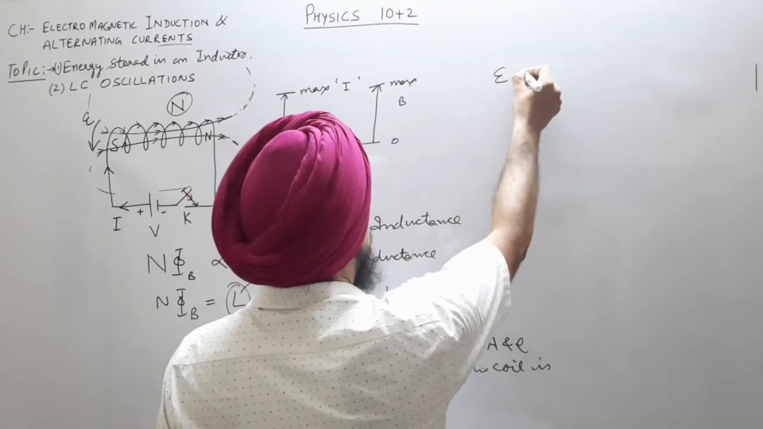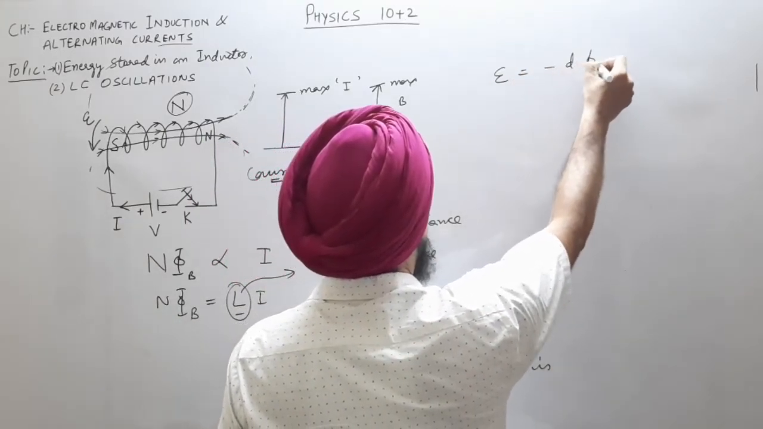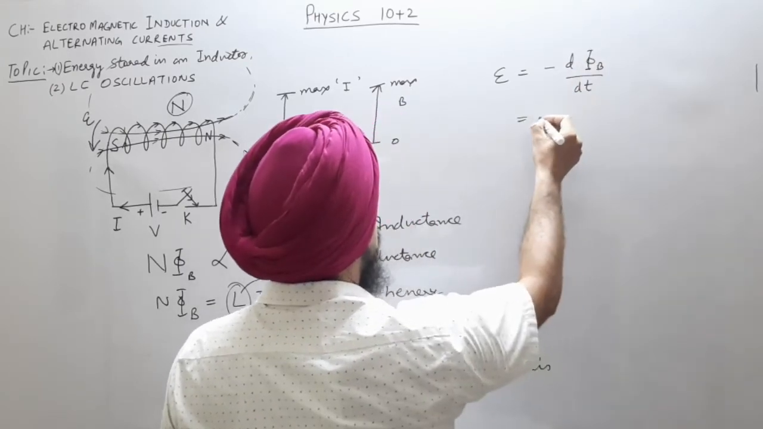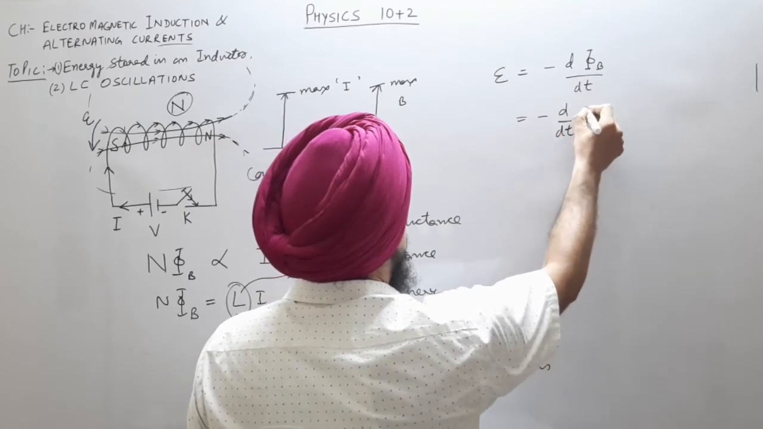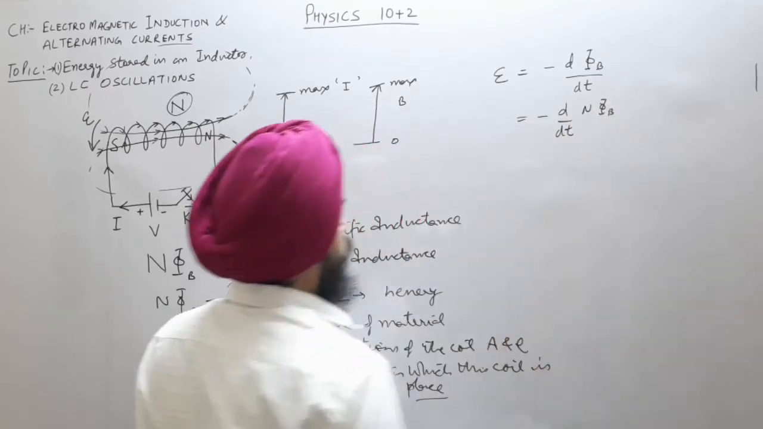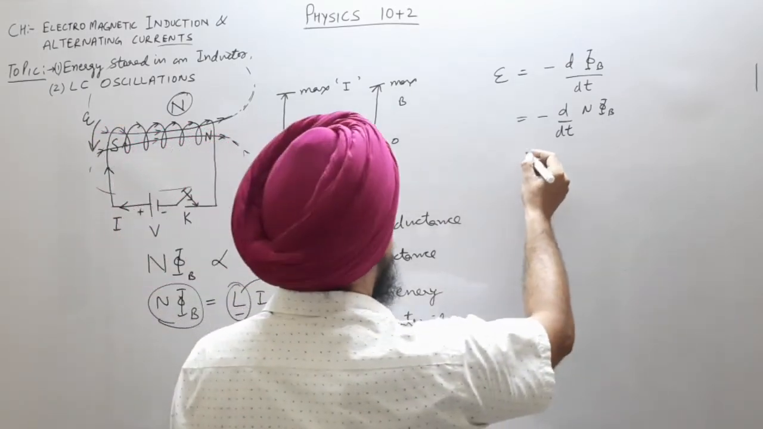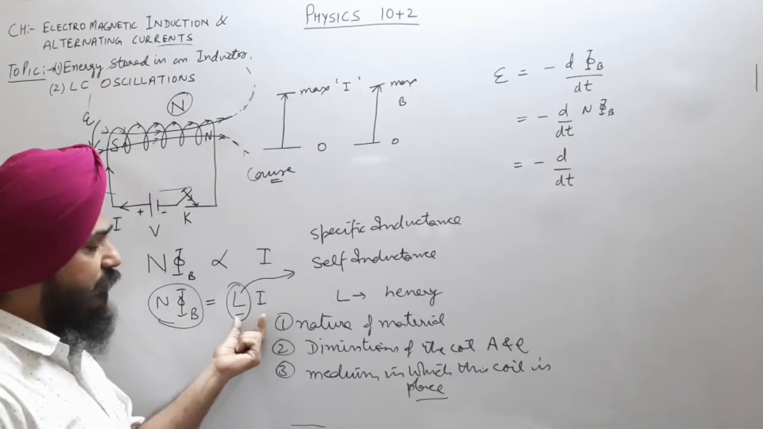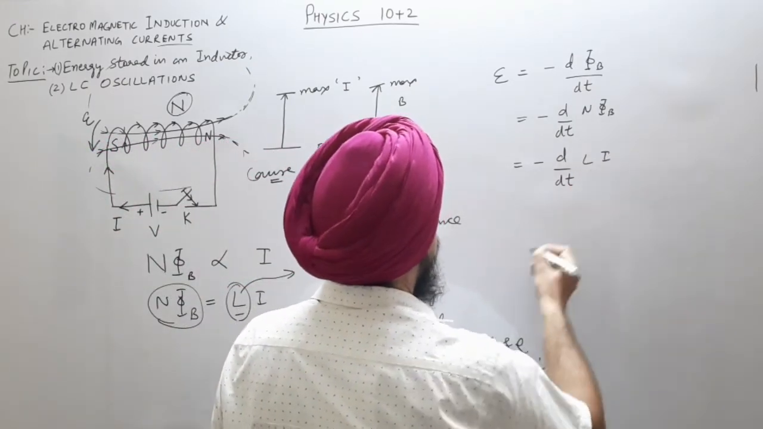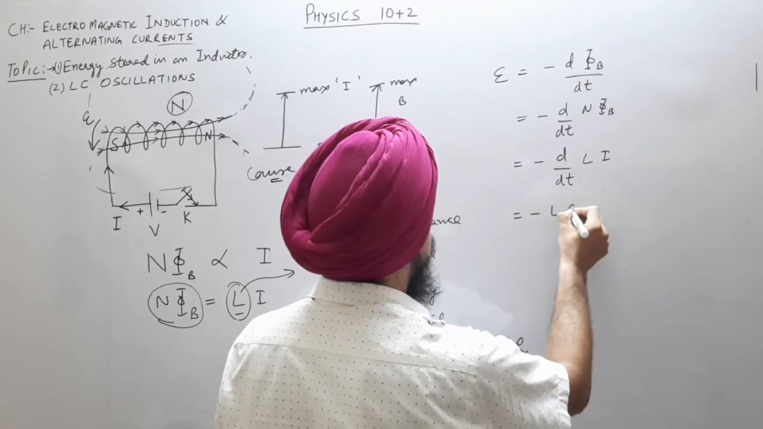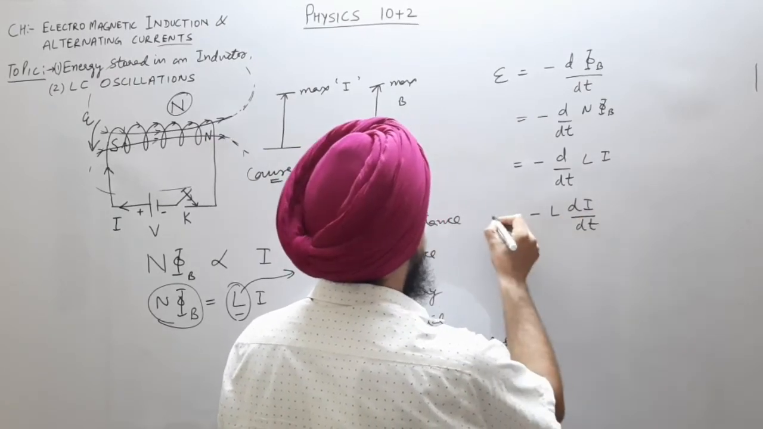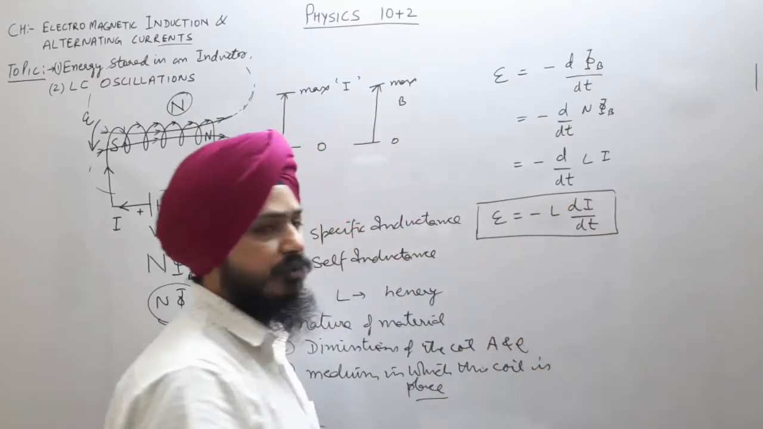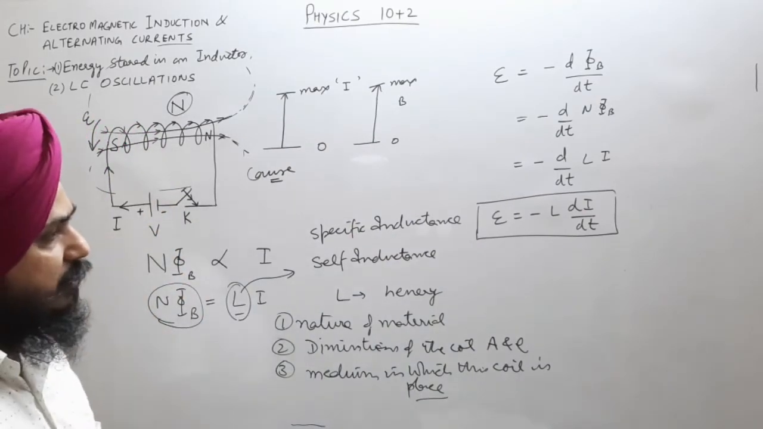So as induced EMF is minus dΦB upon dt, here our total flux is d upon dt of NΦB. Now let us put the value of NΦB. NΦB has a value of L times I, so we have minus L dI upon dt. So this is the amount of induced EMF which will be set up in this inductor.